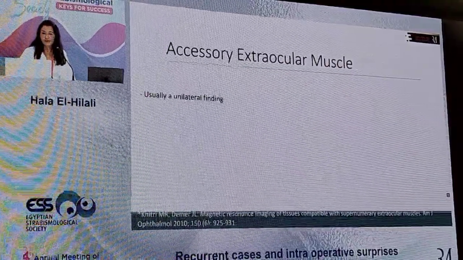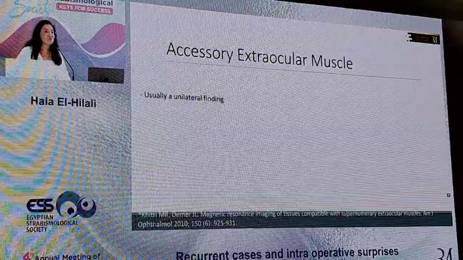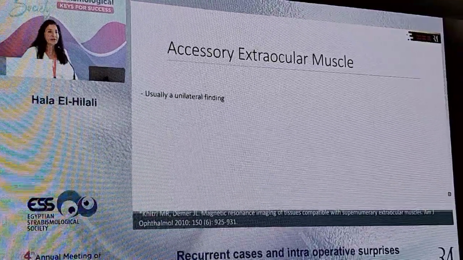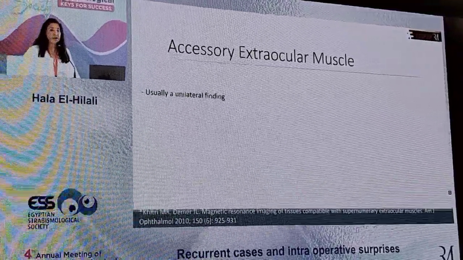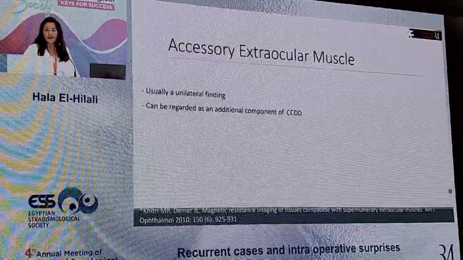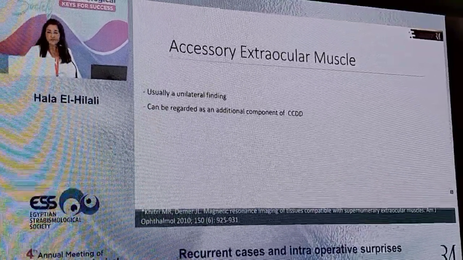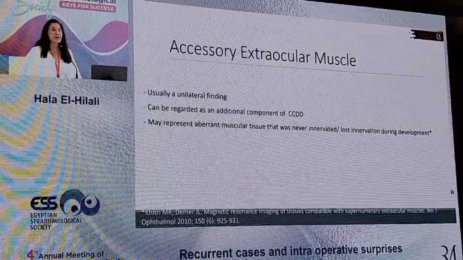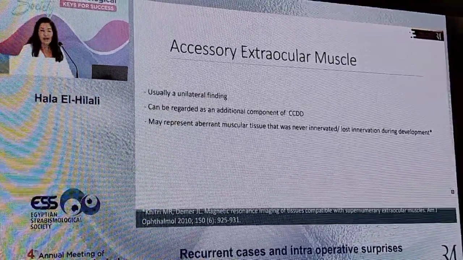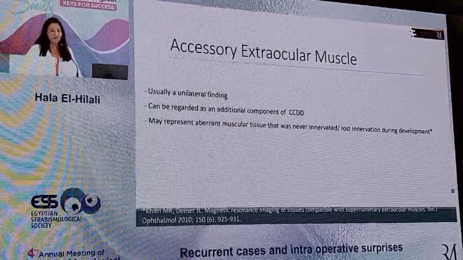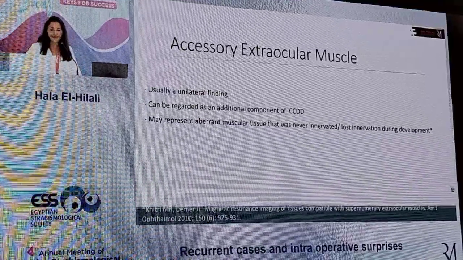Accessory extraocular muscles usually are a unilateral finding. You can find more than one in a case, in the same eye, but sometimes they can be bilateral. They can be regarded as an additional component of congenital cranial dysinnervation disorders. And Demer suggested that they can represent aberrant muscle tissue that was either never innervated or lost innervation during development.